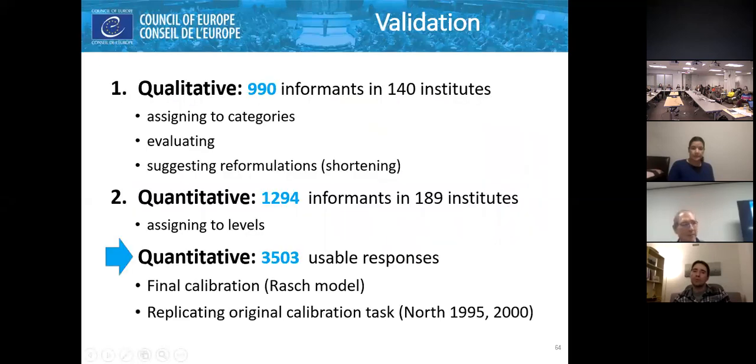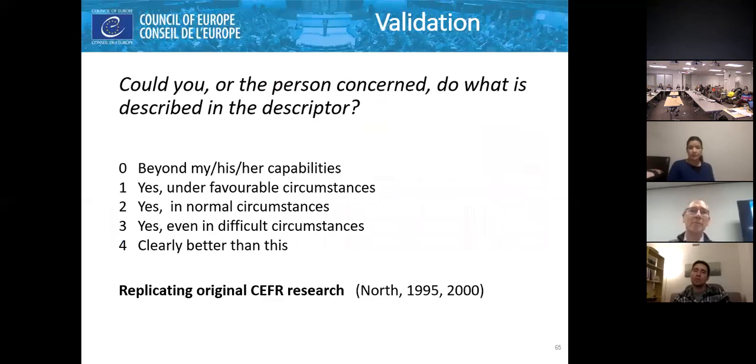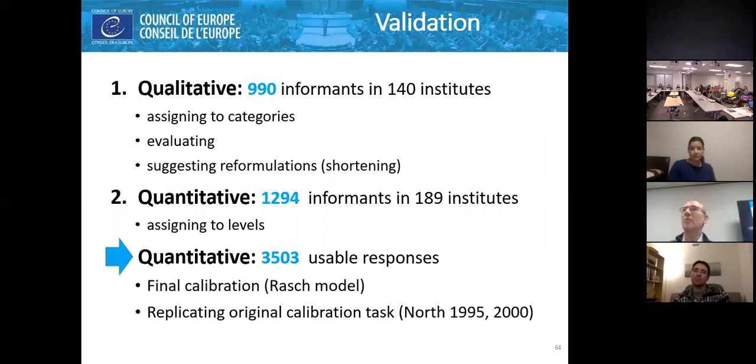Then the last phase was another quantitative phase, because there is a certain problem with asking people, what level do you think this is, in relation to a scale of levels? Because there's a certain circularity here, because people are familiar with the scale, and so they may notice that the concept of smoothly flowing text is something which they remember as occurring in CEFR C1, C2. So they see, aha, smoothly flowing text must be C1. There's an element of circularity.